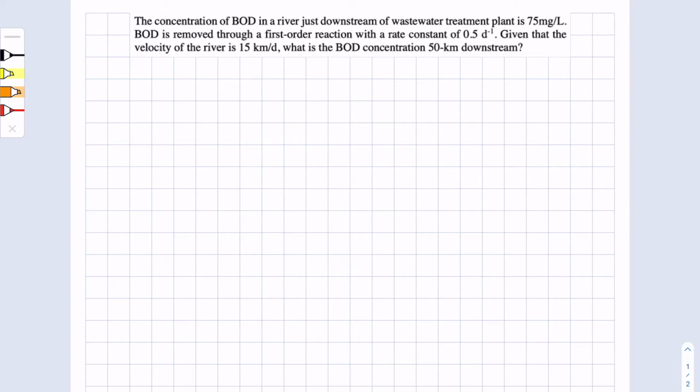So let's get started. The concentration of BOD in a river just downstream of a wastewater treatment plant is 75 milligrams per liter. BOD is removed through a first order reaction at a rate constant of 0.5 per day. Given that the velocity of the river is 15 kilometers per day, what is the BOD concentration 50 kilometers downstream?